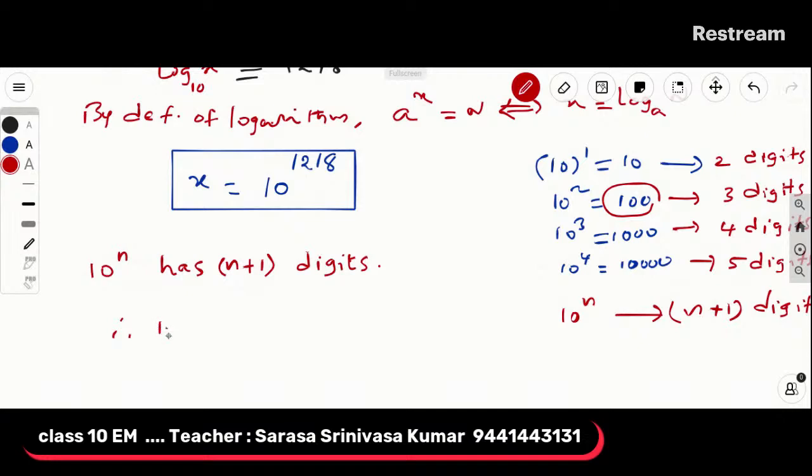Therefore, 10 to the power of 1218 has 1219 digits.